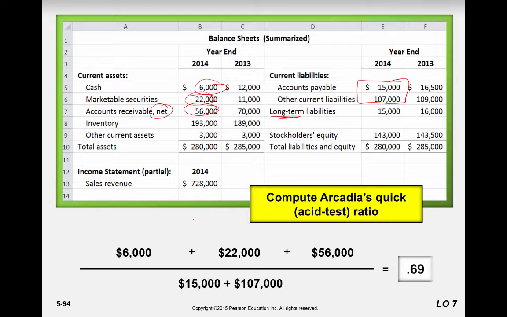And then once you get that quotient, you'll get 0.69, which is weak, right? Because we want it to be greater than 1 to show that our numerator is greater so we can pay our current liabilities that are coming due.